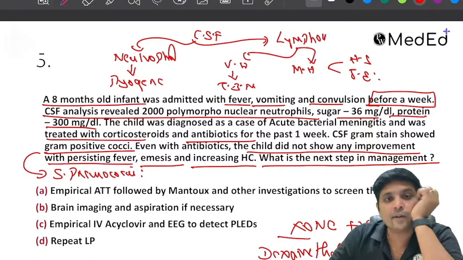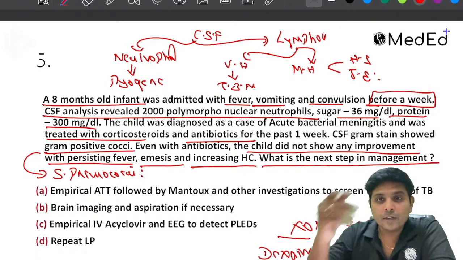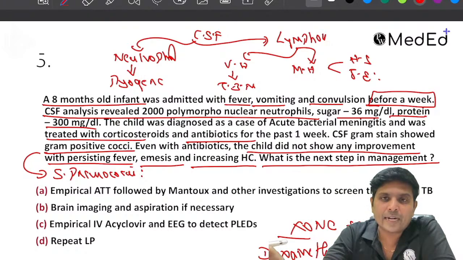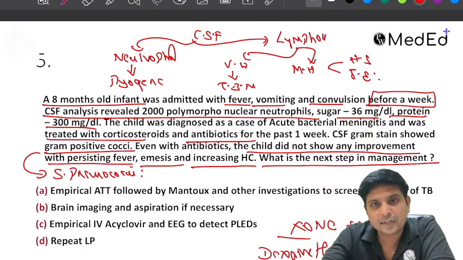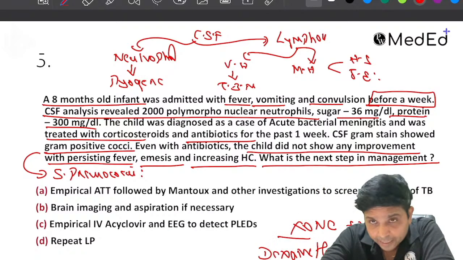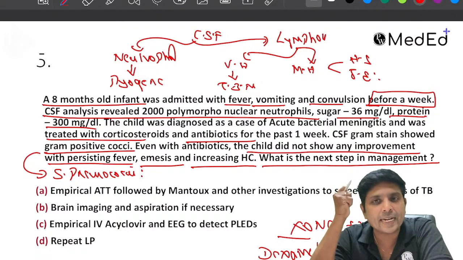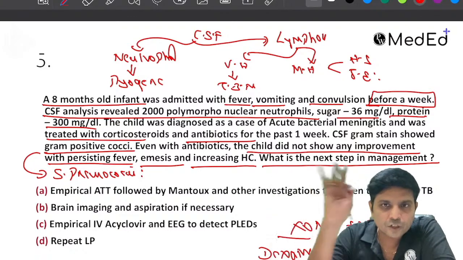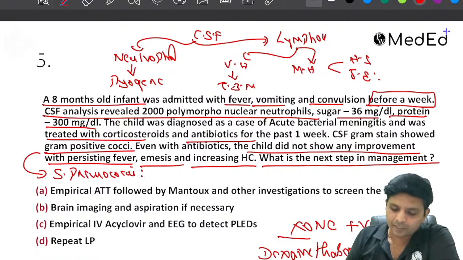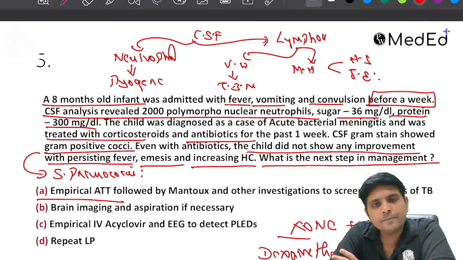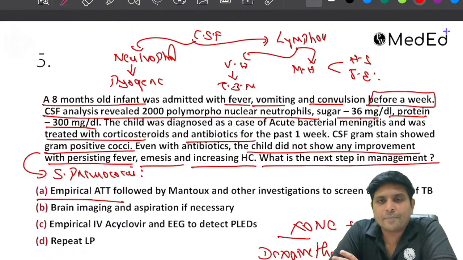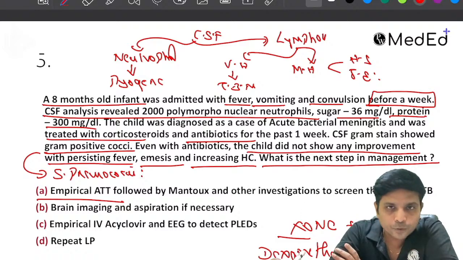So what is the diagnosis? See, it is definitely a case of bacterial meningitis. The child was started on ceftriaxone, but despite that, the child is not showing any kind of improvement. The choice is left to you. What is this? Empirical ATT. Why is the child, despite antibiotic, not responding to it? Can I give empirical ATT, my dear boys and girls? The answer is no. Why?